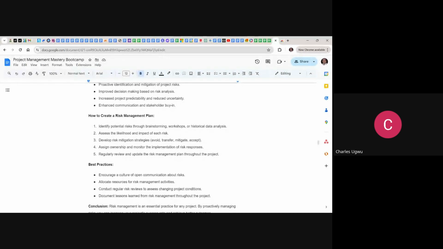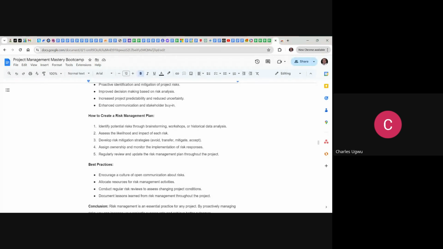When we brainstorm, you see that we can come up with so many risks for our event. So when we identify a risk, the next step is to assess the likelihood and impact of each risk. Then develop a risk mitigation strategy. The risk mitigation strategy could be to avoid the risk, transfer the risk, or accept the risk. So these are various risk strategies.